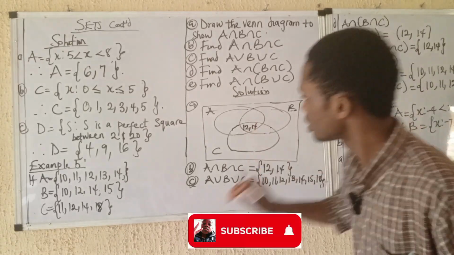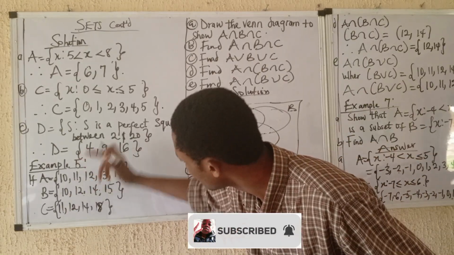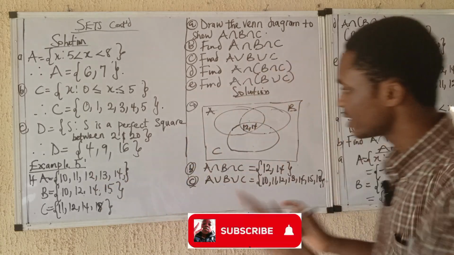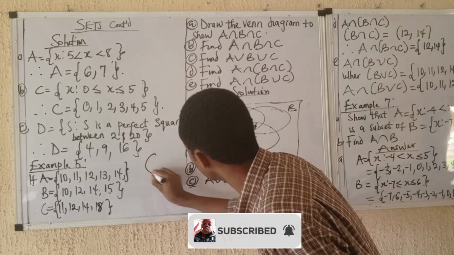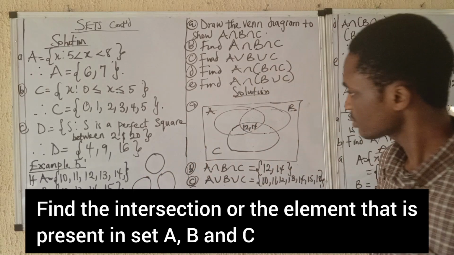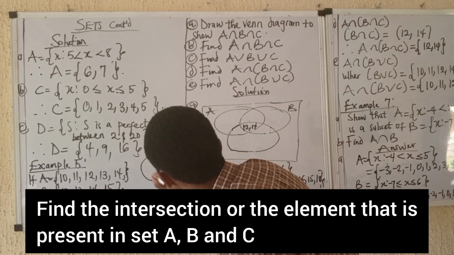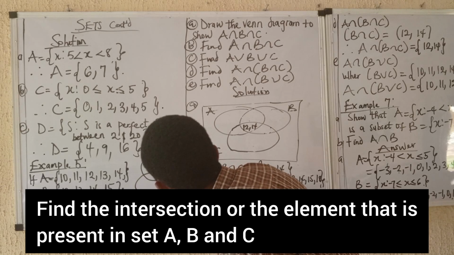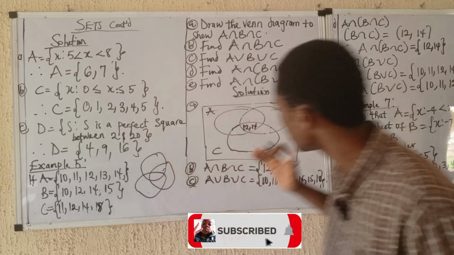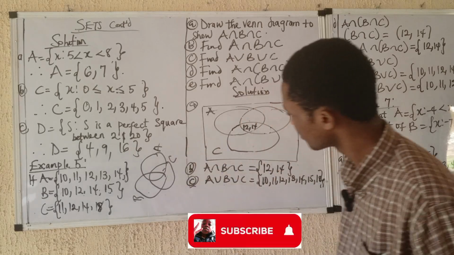So now, what is the element common to the 3 sets? 10 is not common, 11 is not, 12 and 13 is not common, 14. Let's say this is our set A, our set B, right? And set C contains the elements. Which line are they touching? Which element is common? The common element. Which element? What is the intersecting point? This is set A, set B, and set C.